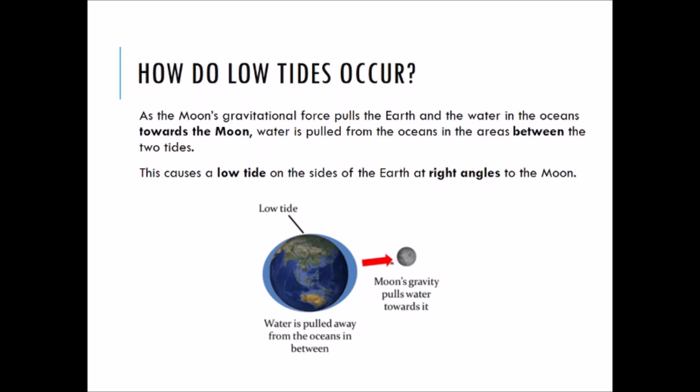As the moon's gravitational force pulls the Earth and the water in the oceans towards the moon, water is pulled from the oceans in the areas between the two tides. So this causes a low tide on the sides of the Earth at right angles to the moon. So I'm talking like that. If I was to do a right angle like that, that's what I'm talking about.